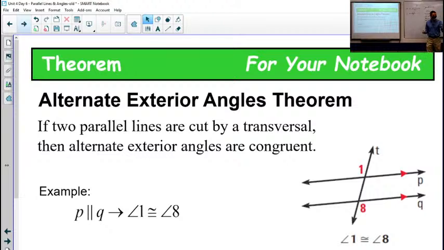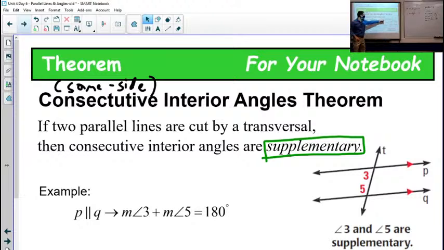We're going to have 4 of these different pairs in total. We're going to have corresponding angles. They're congruent. We have alternate interior angles. They're congruent. Alternate exterior angles. They're congruent. The last pair are the ones you have to be careful of because the others are congruent, but these type of angles are going to be supplementary. So be careful, watch out for that, those type of angles are supplementary and not congruent. And these type of angles are consecutive interior angles.